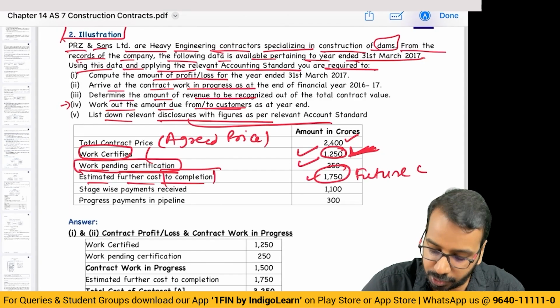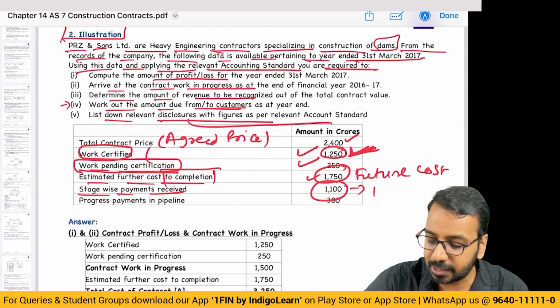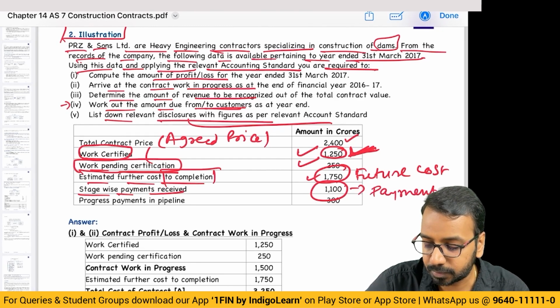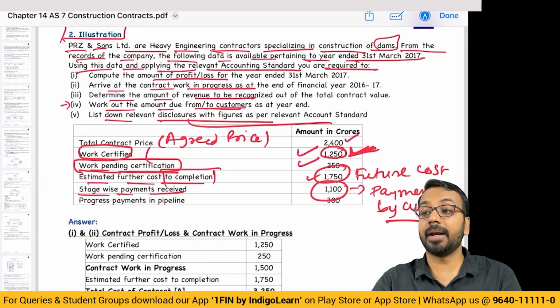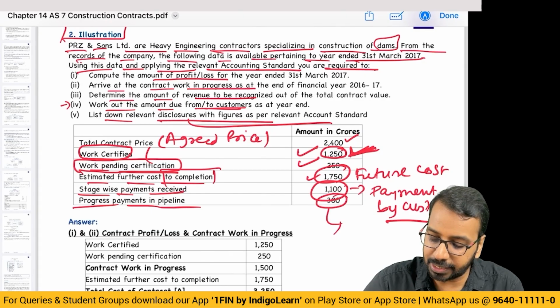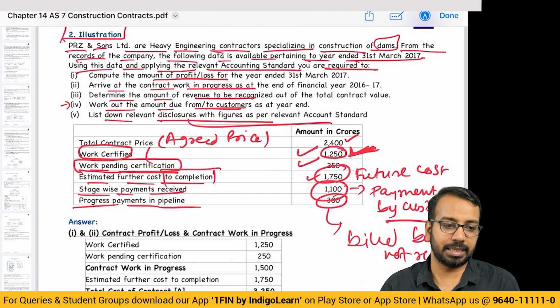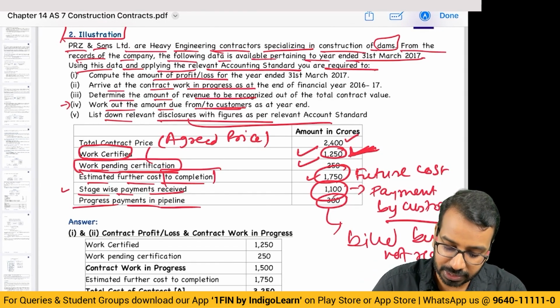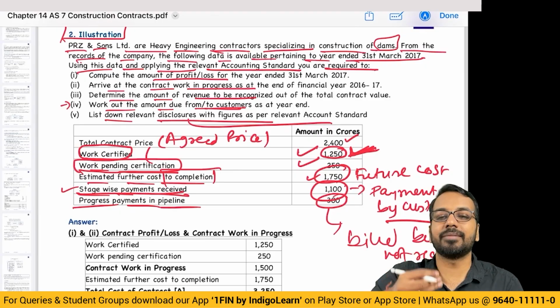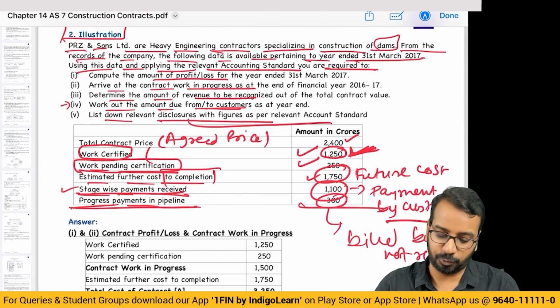Stage wise payment received. This 1100 is payment by the customer. This is payment received from the customer. Progress payments in pipeline. This 300 is billed but not received. Okay. So basically, when we say stage wise payments received, I have already received the money from the customer, and this is still in the pipeline. I have not yet received it.